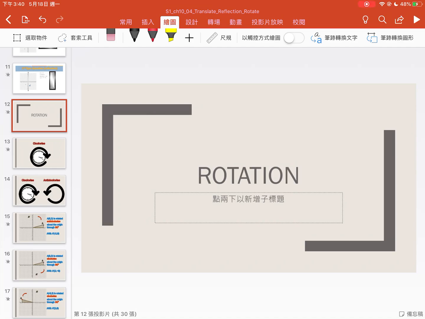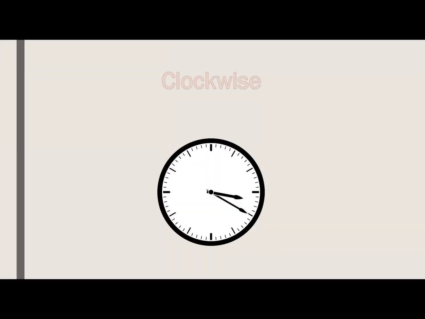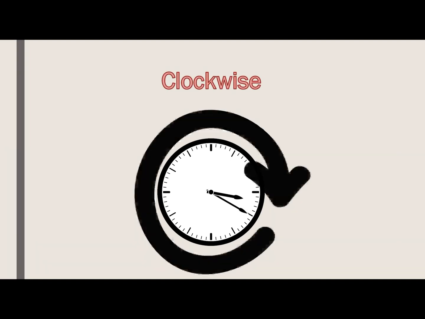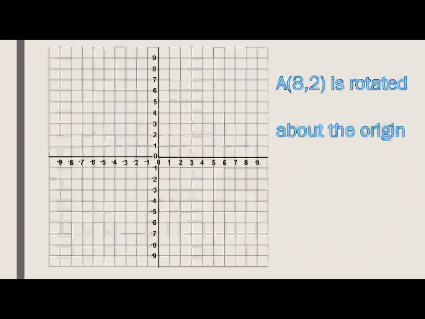And then the last type is about rotation. When we talk about rotation, there are 2 directions. The first one is clockwise, following the direction of the clock hands. And then the second is called anti-clockwise, the opposite direction.